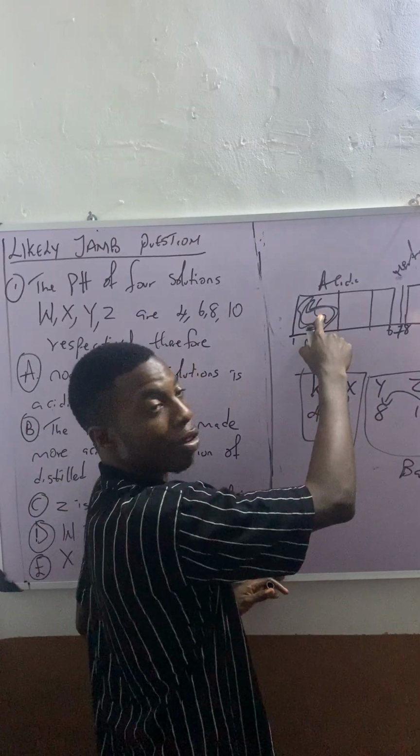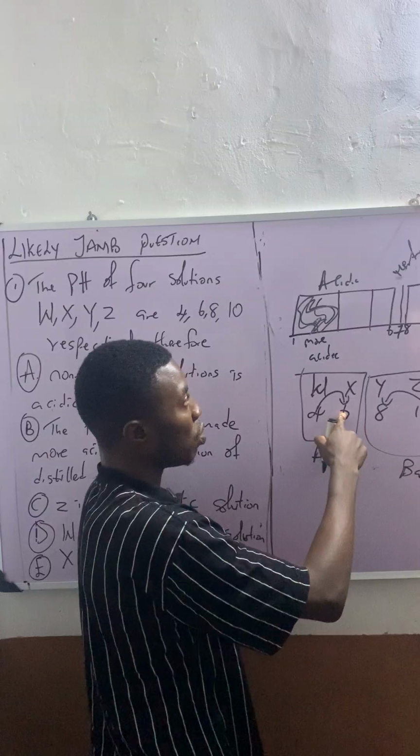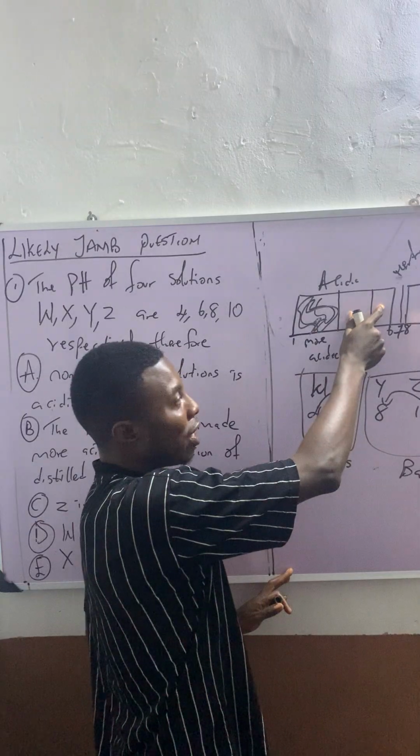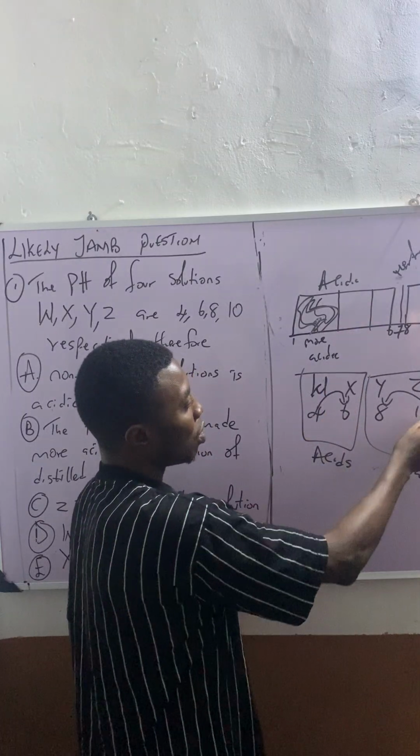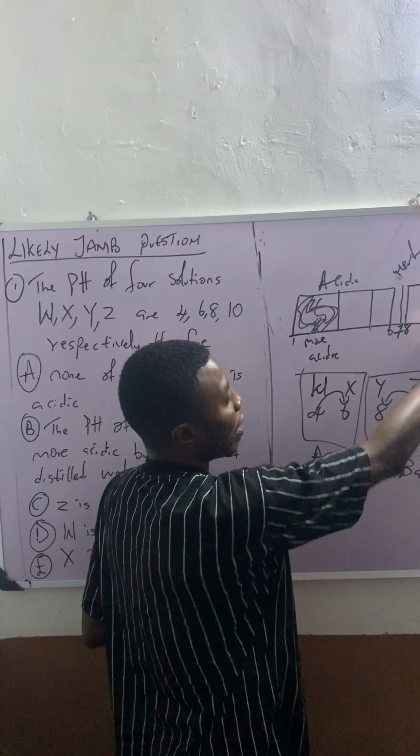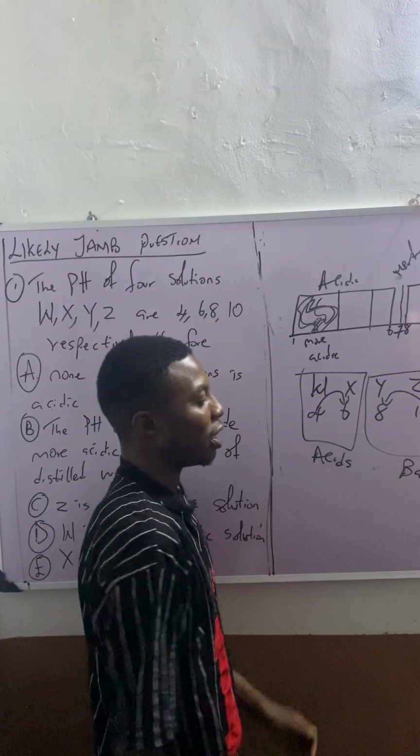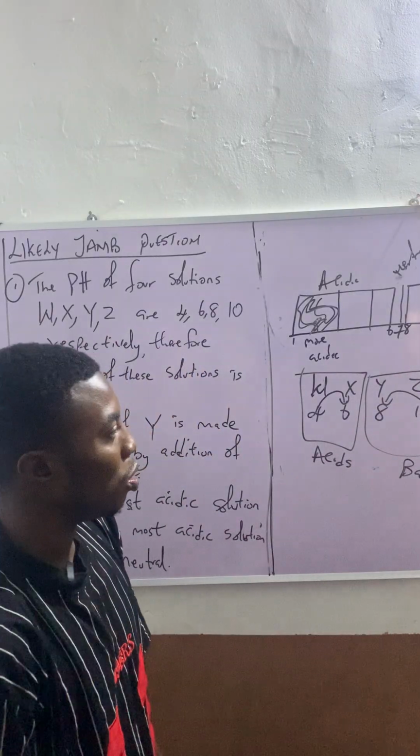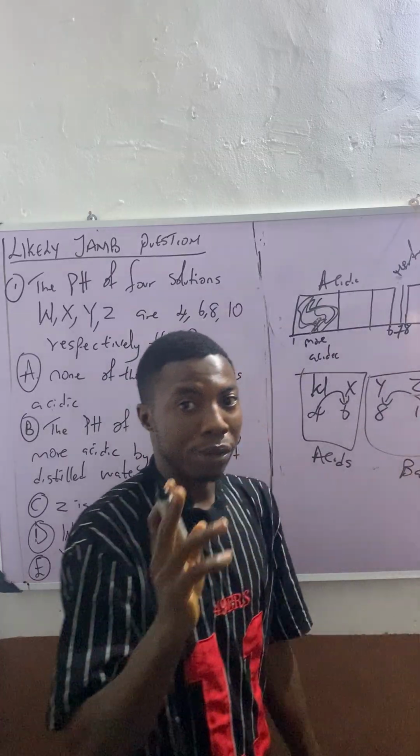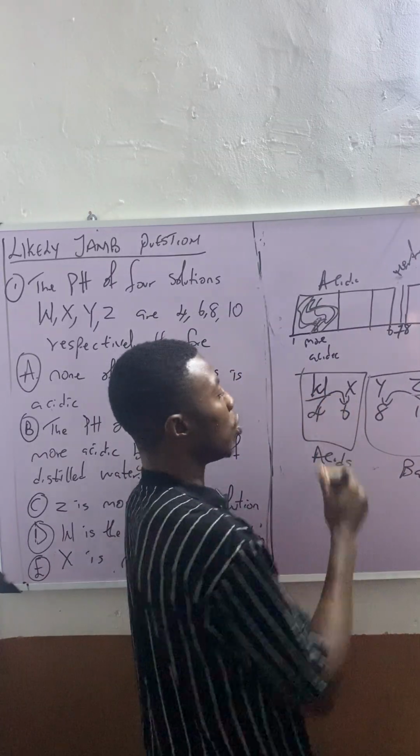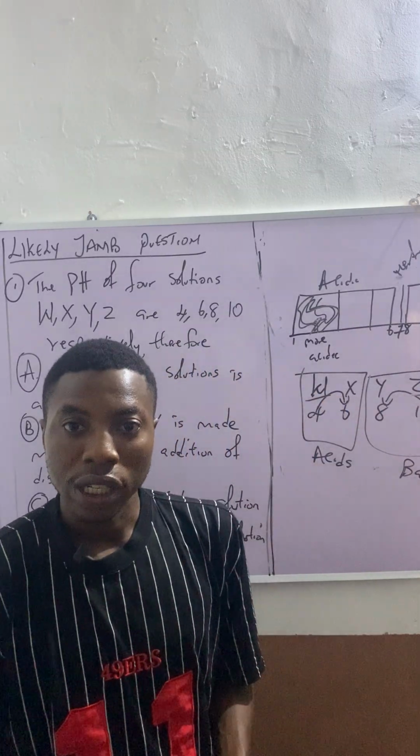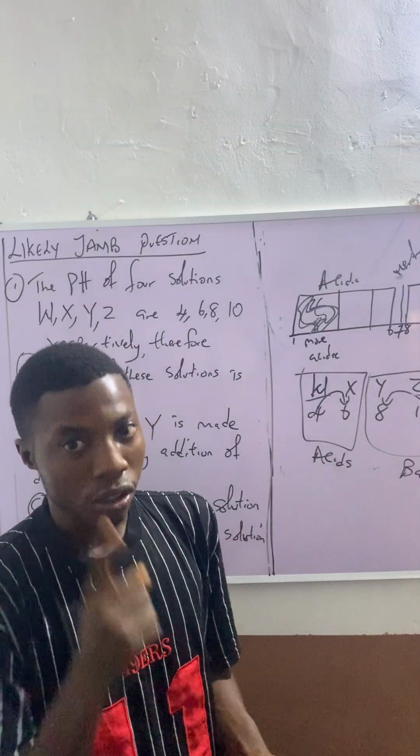Why? Because this one will be found around here. So coming to this 10, which is found around here, while the 8 will be found around here. So at this particular point, you know that the Z here is a strong base. Now W here is a strong acid. Got it right.